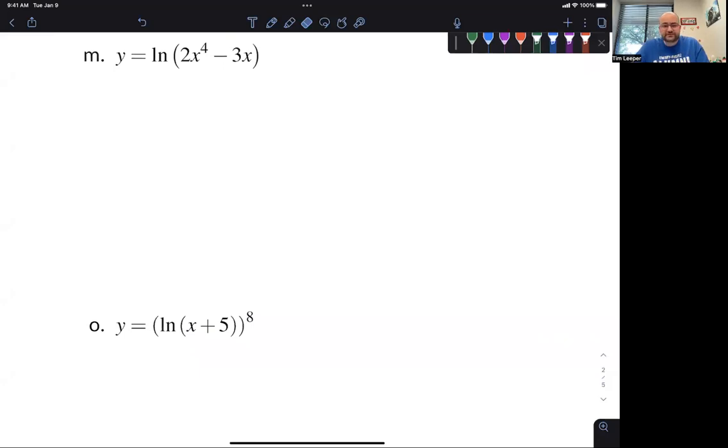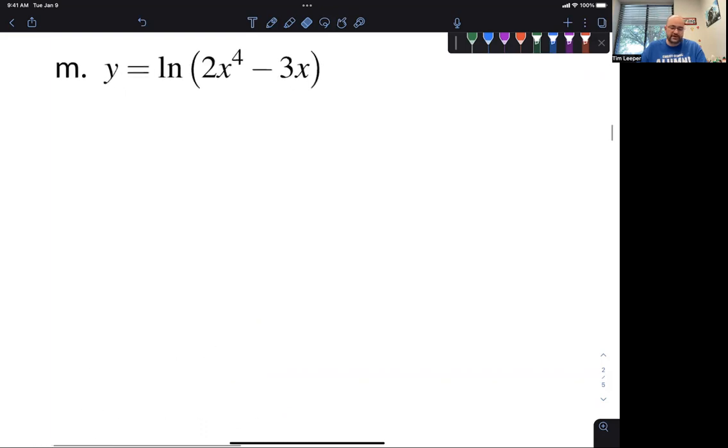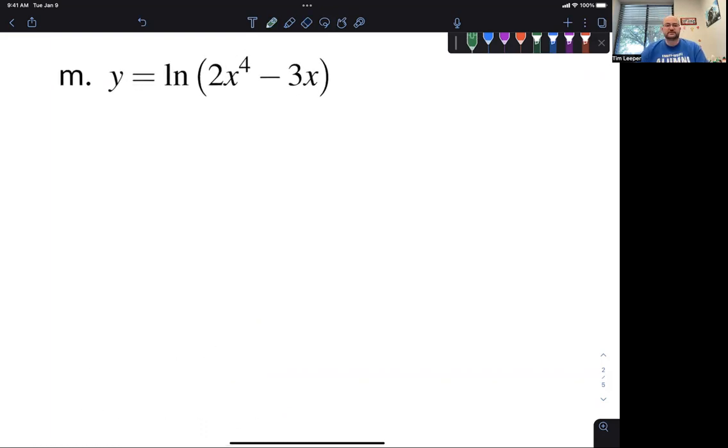Hello. In this video, we're going to continue with letter M. M here says y equals natural log of 2x to the fourth minus 3x. Now, again, because we're working with natural log, I don't need to deal with anything else. We won't have a natural log in our answer. But with this natural log, we just need to go ahead and find the derivative.